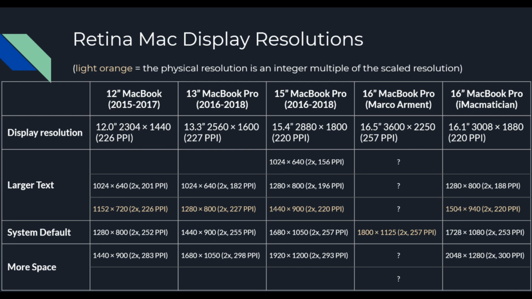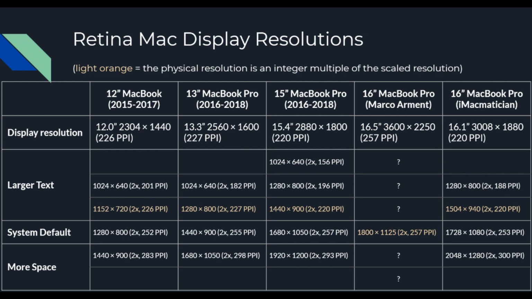Marco Arment's speculation is a 3600 by 2250 physical display, so his speculation ends up with a slightly larger display than my speculation, so 16.5 inches instead of 16.1 inches. And the 257 ppi for the physical display is exactly the same as the default scaled resolution of the current 15-inch MacBook Pro. However, since the display is speculated to be larger, you get a higher resolution.